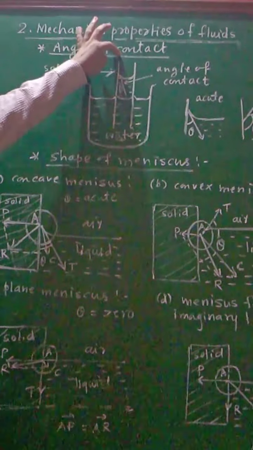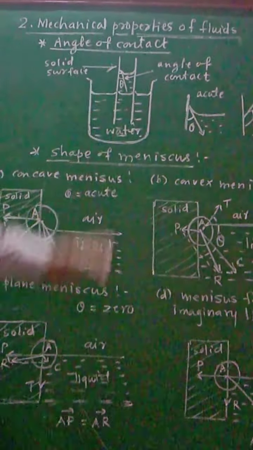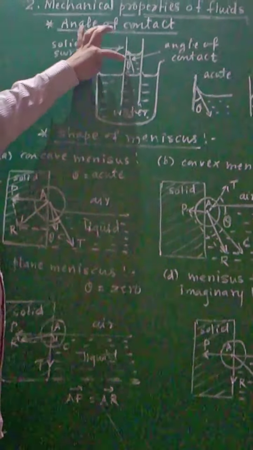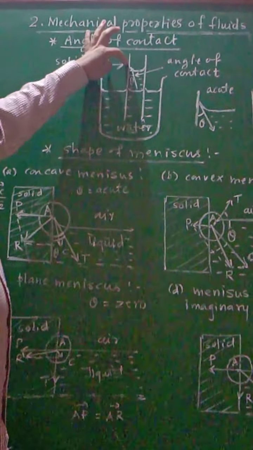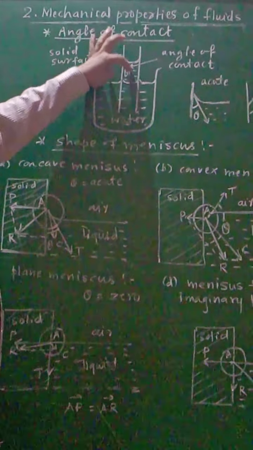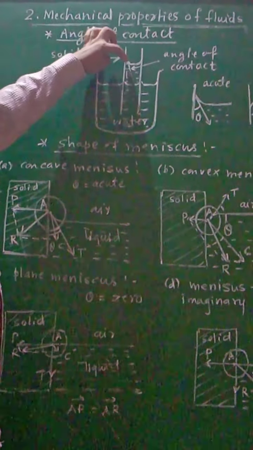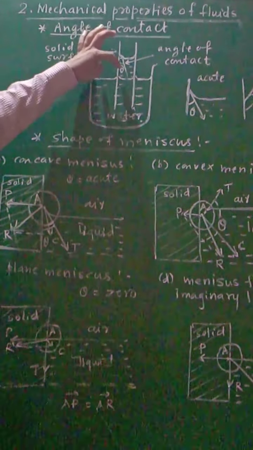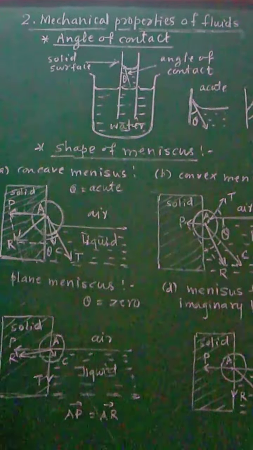The angle of contact for a given pair of solid and liquid is defined as the angle between the solid surface and the tangent drawn to the liquid surface at the point of contact, measured inside the liquid or on the side of the liquid, is called angle of contact for that given pair of solid and liquid.